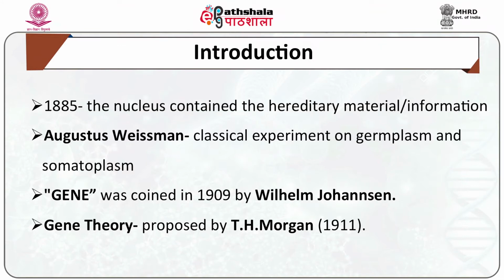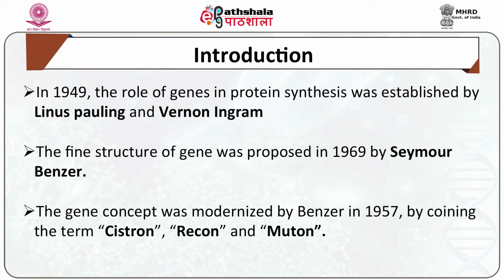Gene was coined in 1909 by Wilhelm Johannsen. Gene theory was proposed by T.H. Morgan in 1911. In 1949, the role of genes in the protein synthesis was established by Linus Pauling and Vernon Ingram. The fine structure of gene was proposed in 1969 by Seymour Benzer.